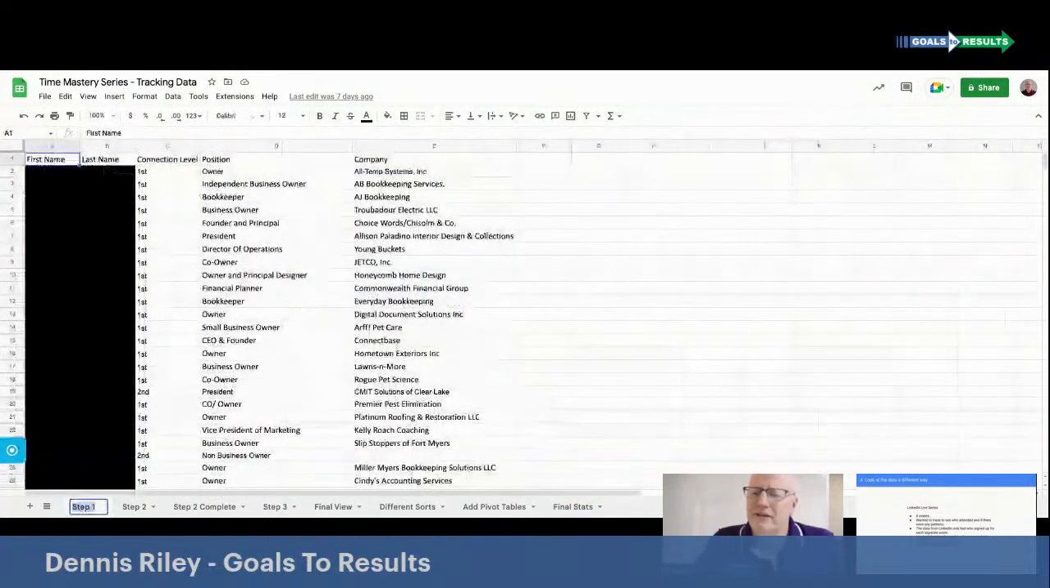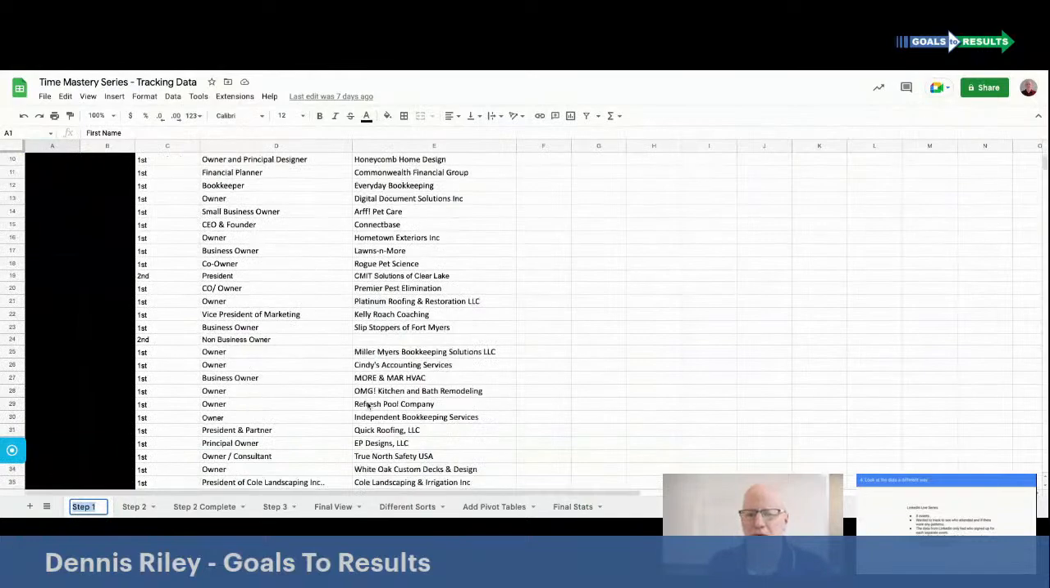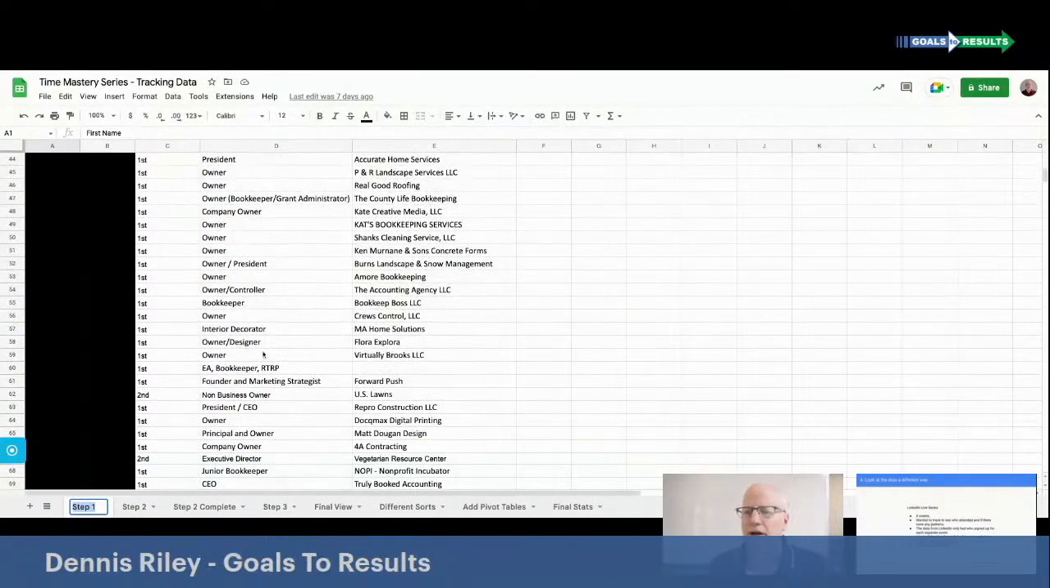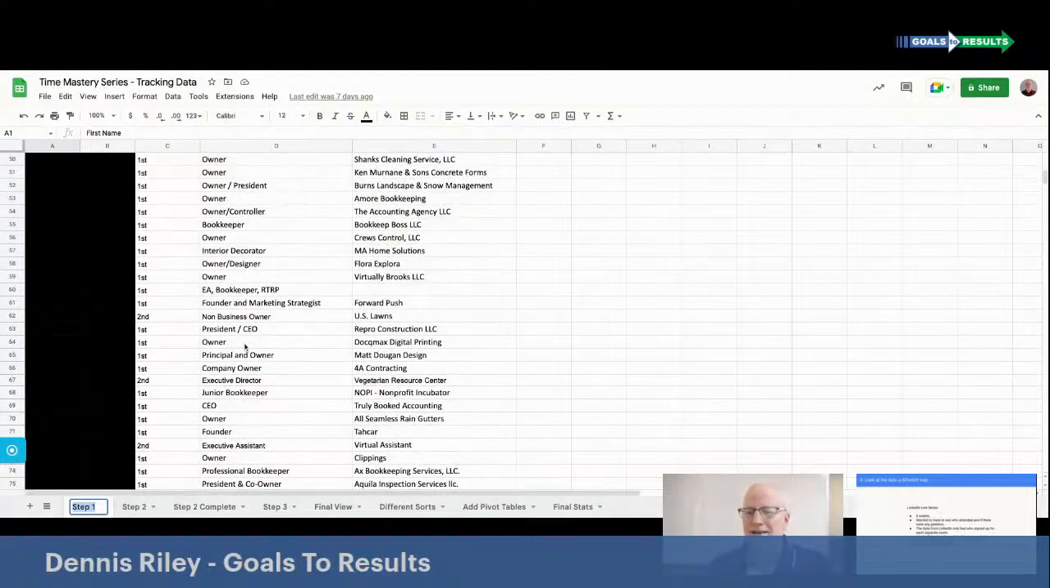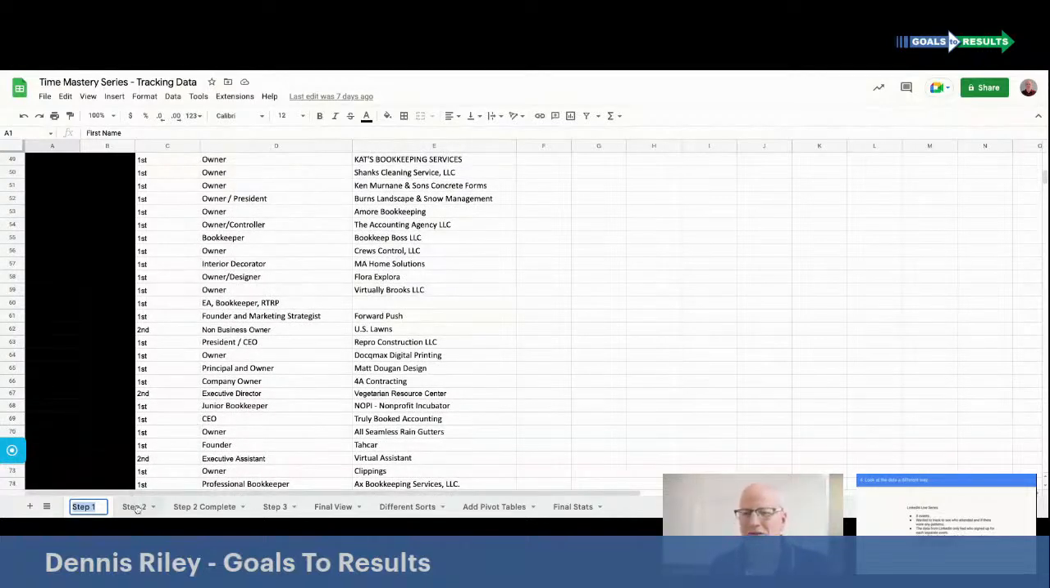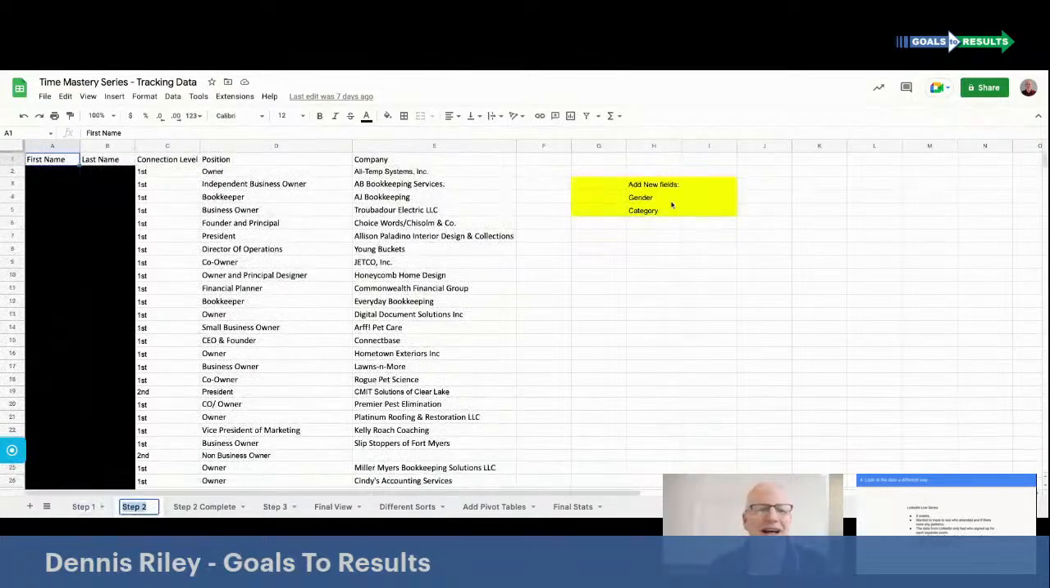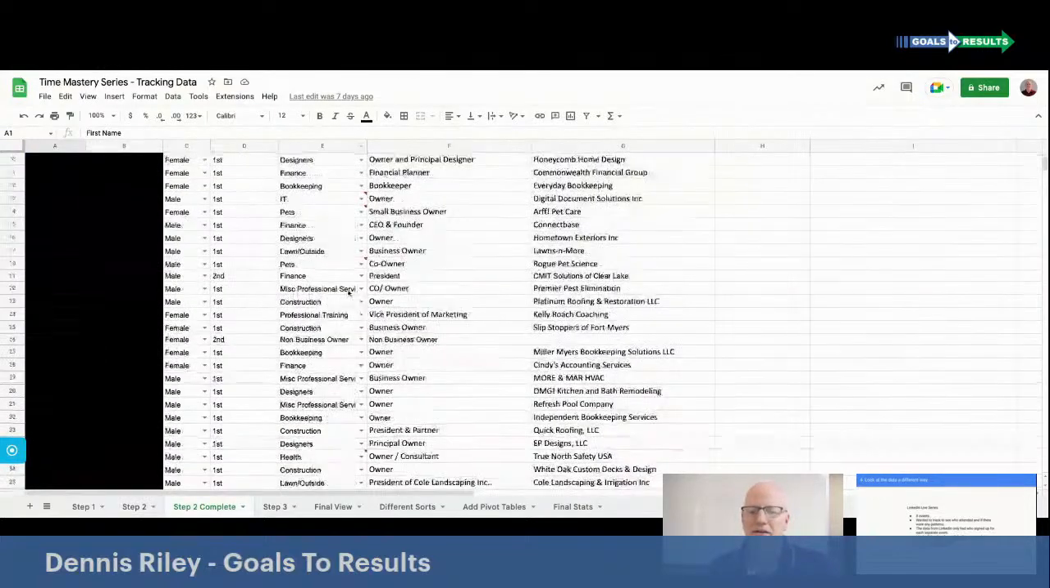Okay, so what I did is I took the first event, I downloaded all the people who said they were going to join. First name, last name, I'm not showing you, obviously, for privacy, what the level of contact was, what position in what company. Okay, great. So then I said, okay, that's good for the first one. Now I want to do a little bit more data. And I decided to add gender and category just to add more data. So this is what happened here. I add gender and category.